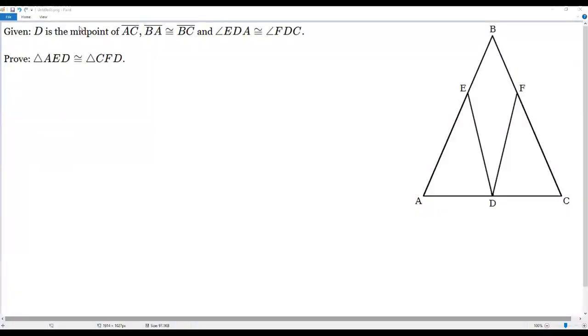Here we have a geometry problem on two-column proof. Okay, let me go through the given information. It is given that D is the midpoint of the line segment AC. Line segment BA is congruent to line segment BC. And the third piece of information is angle measure EDA is congruent to angle measure FDC. Using this given information, we have to prove that triangle AED is congruent to triangle CFD.